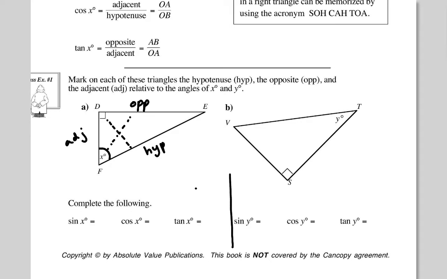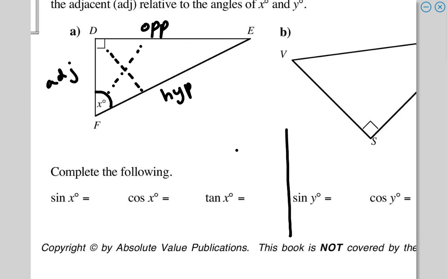You think you can handle that? Some people don't even need that. You don't need those training wheels. Okay? Any questions? Sine X, so SOH: op over hyp, DE over FE.